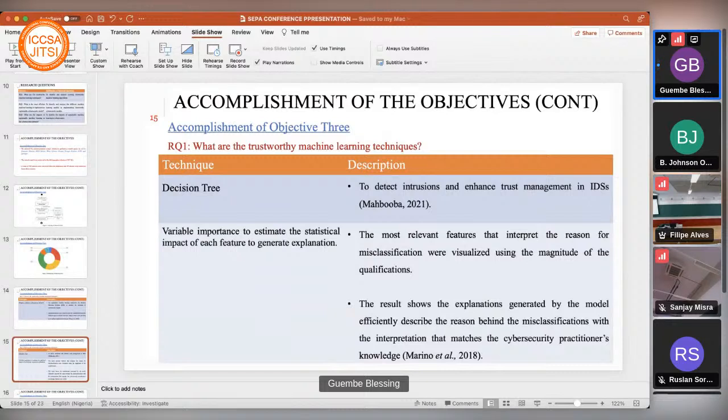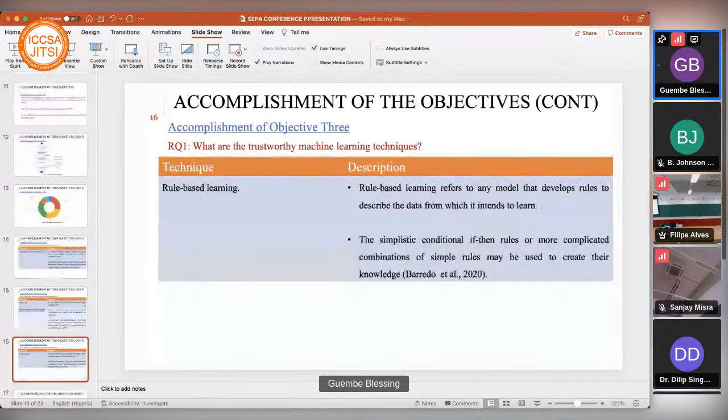The most relevant features in this work were used to interpret the reasons for misclassification, and they were also used to visualize the magnitude of qualifications. The result shows that the explanation generated by the model efficiently described the reason for classification, and the interpretation also matches the cybersecurity practitioner's knowledge.